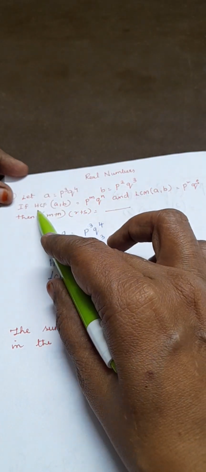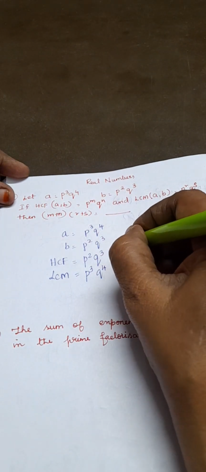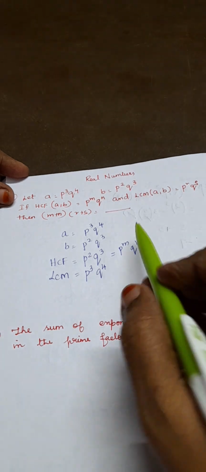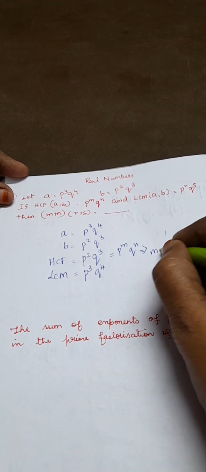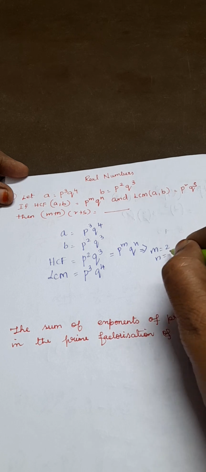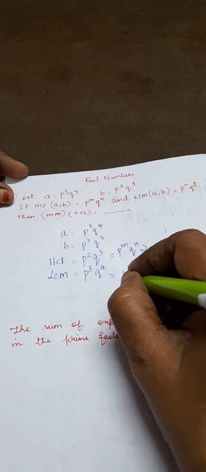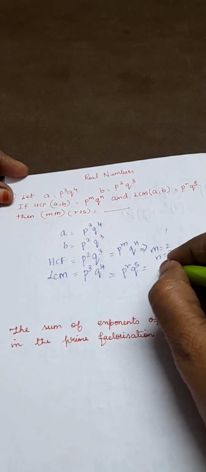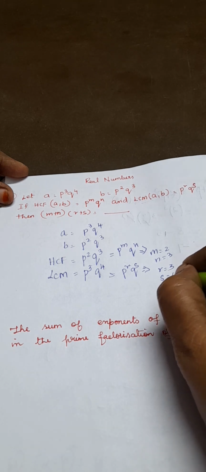Now, here they have given HCF of A and B is p power m q power n. From this we know that m equal to 2, n equal to 3, right? And here LCM of A and B is p power r q power s, so r equal to 3 and s equal to 4, right?